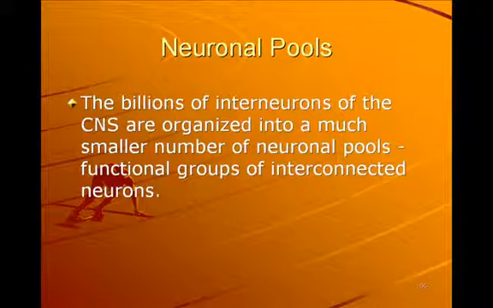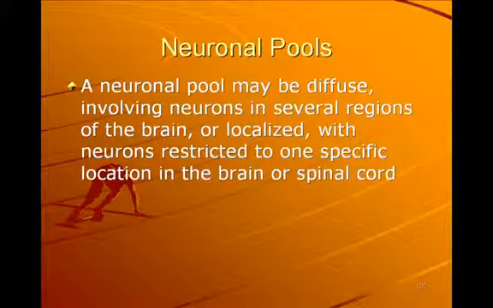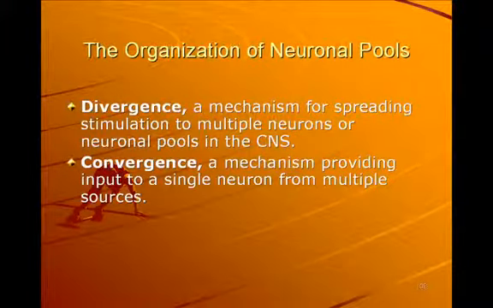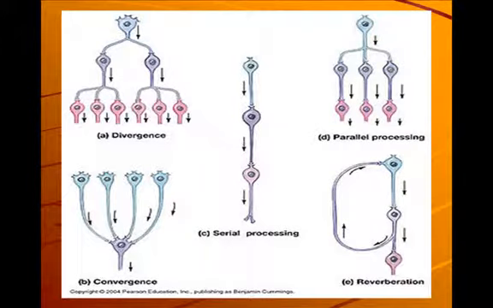The billions of interneurons of the central nervous system are organized into much smaller numbers of neuronal pools, functional groups of interconnected neurons. A neuronal pool may be diffused, involving neurons of several regions of the brain, or localized, with neurons restricted to one specific location of the brain or spinal cord. The organization of the neuronal pool is important, and you should know these two terms, divergence and convergence. Divergence is a mechanism of spreading stimulation to multiple neurons and neuronal pools in the central nervous system. Convergence is a mechanism providing input to a single neuron from multiple sources.